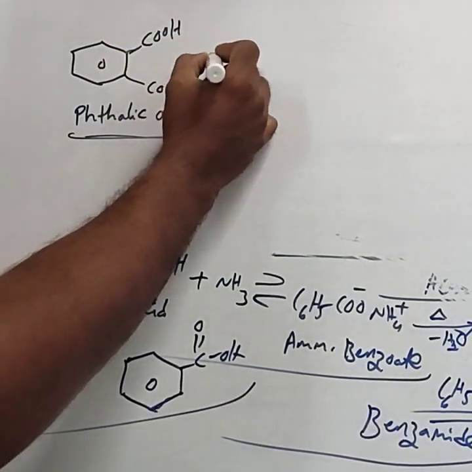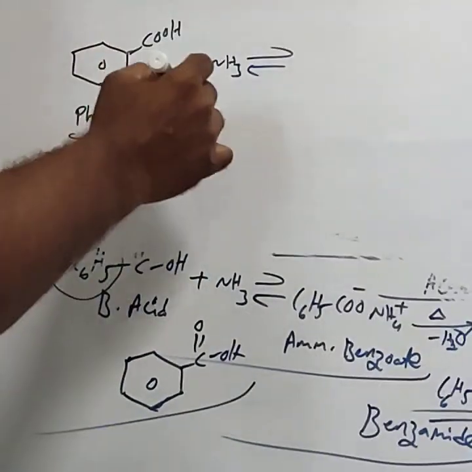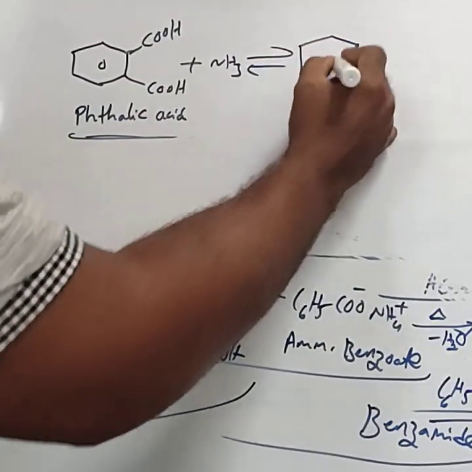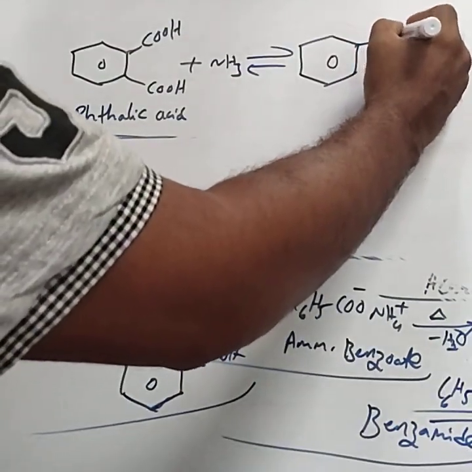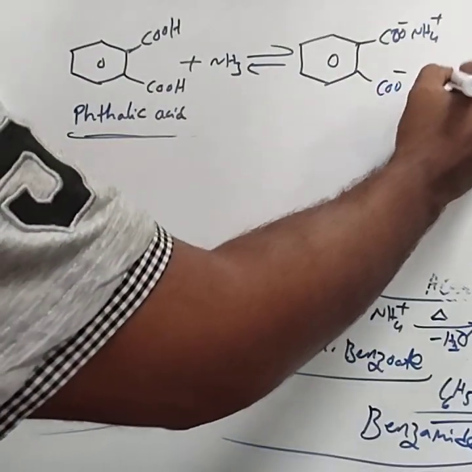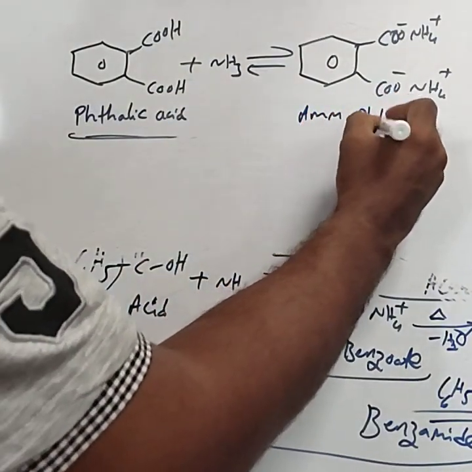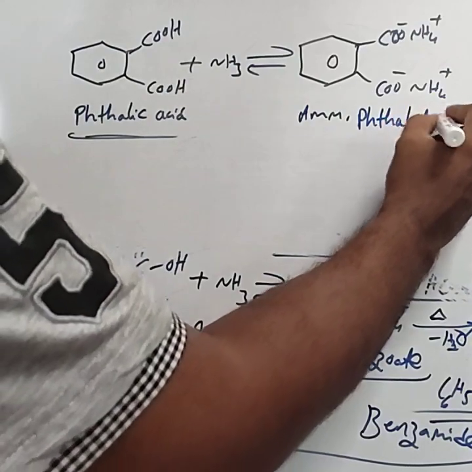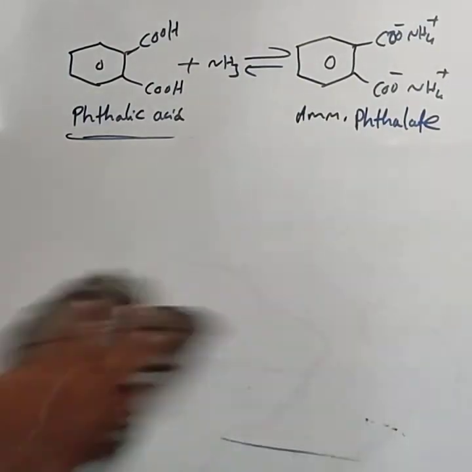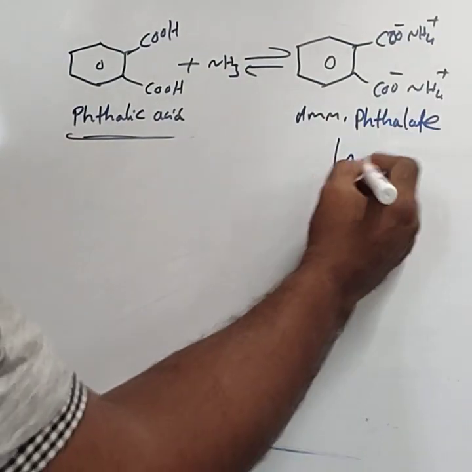When phthalic acid reacts with ammonia, NH3 combines with both COOH groups to form COO minus NH4 plus, and one more COO minus NH4 plus. This is called ammonium phthalate. Ammonium phthalate is formed. Further, ammonium phthalate on thermal decomposition.